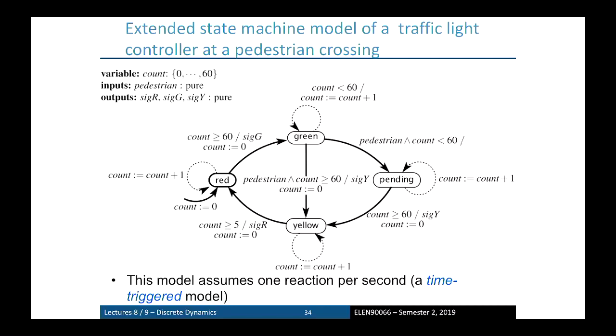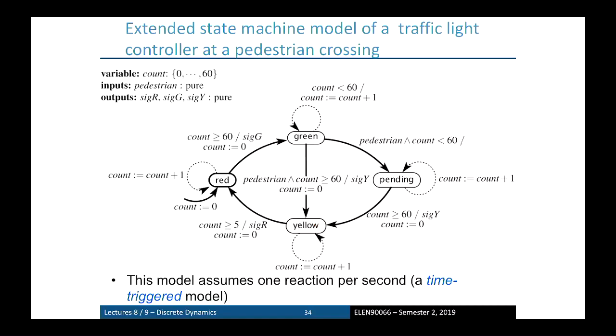While count is less than 60 seconds, we're assuming this is ticking at one reaction per second. So it's taking that one reaction a second in order to build up the count. When we get to green, as long as green's less than 60, we keep incrementing it in order to provide some reasonable time for traffic to actually get across the intersection. Two things can happen then. So now we've got a slightly different state transition diagram here.